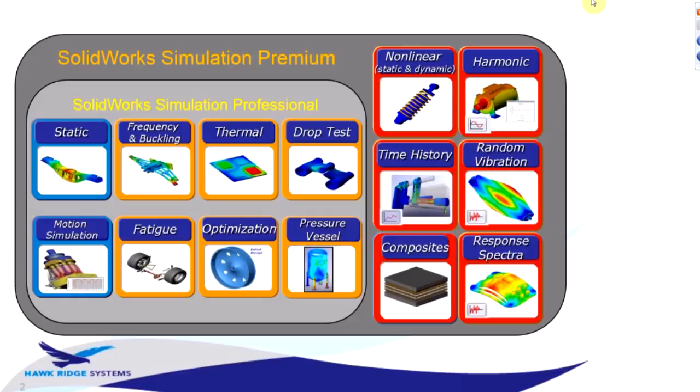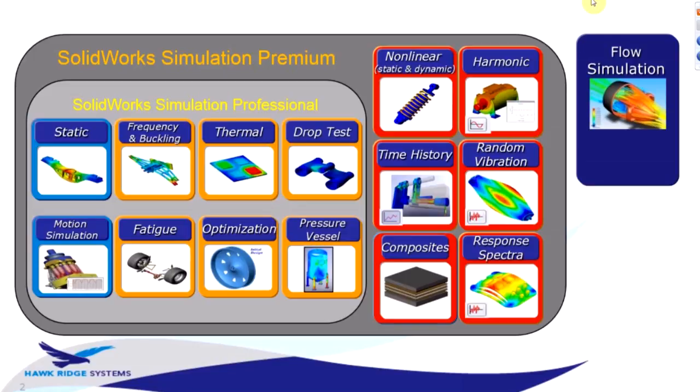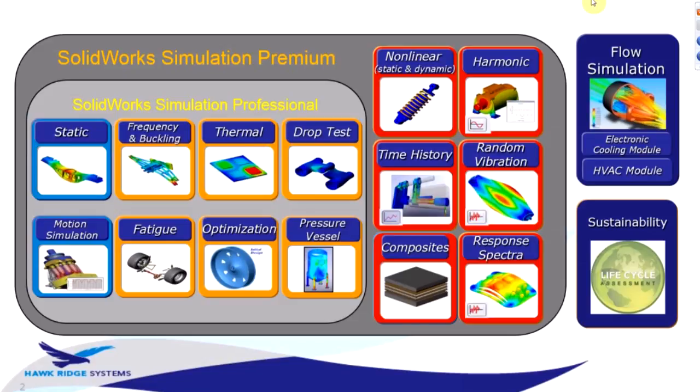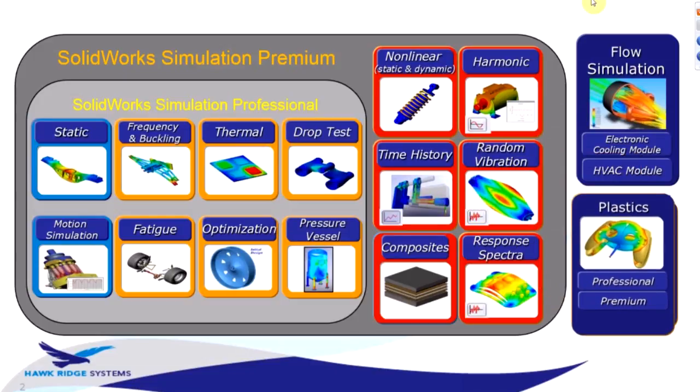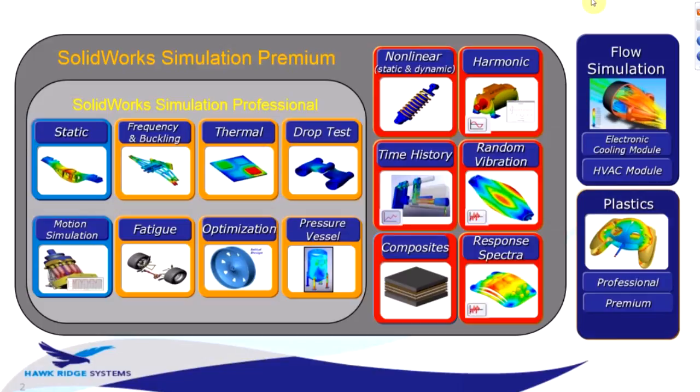And then we also have our other simulation products, for instance, the Flow Simulation product, which also has a couple modules for specific industries. For instance, the electronic cooling module and the HVAC module. We also have a sustainability product that is there to help us calculate life cycle assessment. But today's presentation is all about the SOLIDWORKS Plastics tool, which has been with us several years now.